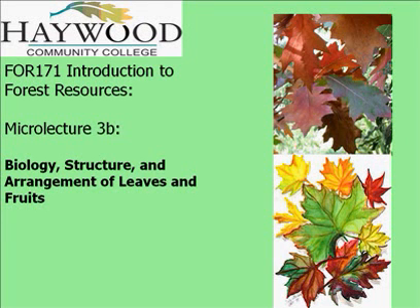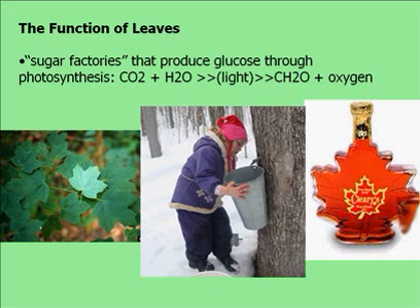Continuing on with characteristics and growth requirements of trees, this microlecture focuses on the biology, structure, and arrangement of leaves and fruit. As many of you learned in grade school, the leaves of trees are basically sugar factories that produce sugars and starches through photosynthesis by absorbing light and converting it into these sugars plus oxygen.